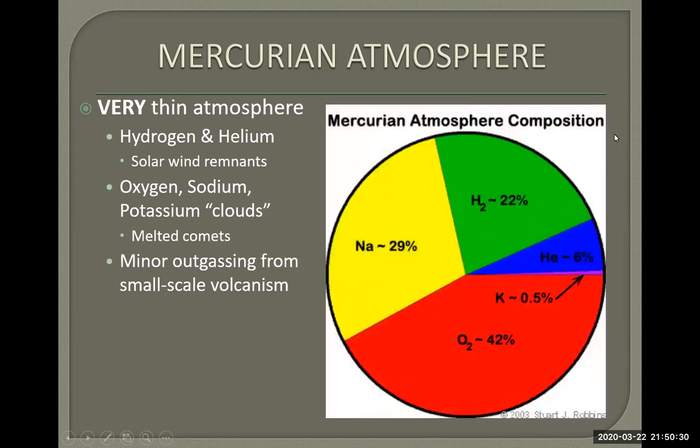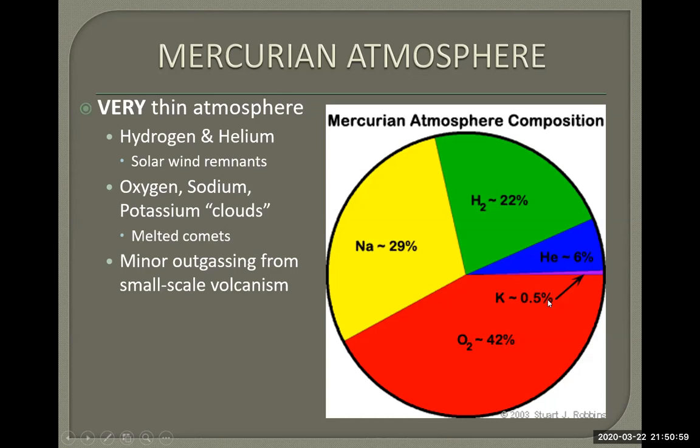So what are we talking about here? Well, in terms of percentages, and this is relatively old data, 2003, but based upon that old data, most of the exosphere of Mercury is oxygen, this red color right here, O2. You have a very large amount of sodium, about 29%, about 17 years ago. And then you have hydrogen, 22%, helium, 6%, and then potassium, along with everything else, being about 0.5%.